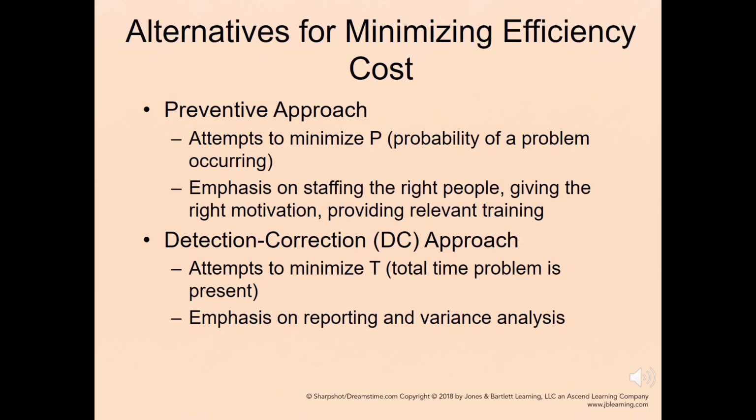Alternatives for minimizing efficiency cost are done through the preventative approach, which attempts to minimize the P, the probability of a problem occurring, with emphasis on staffing the right people, giving the right motivation, and providing relevant training. And the detection correction approach, which attempts to minimize T, which is the total time of the problem. The emphasis is on reporting and variance analysis.